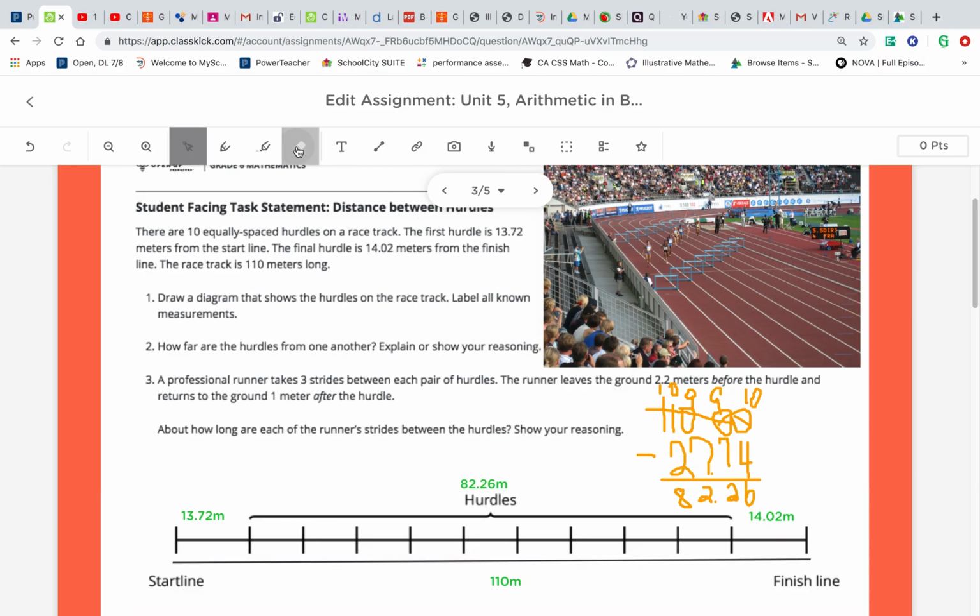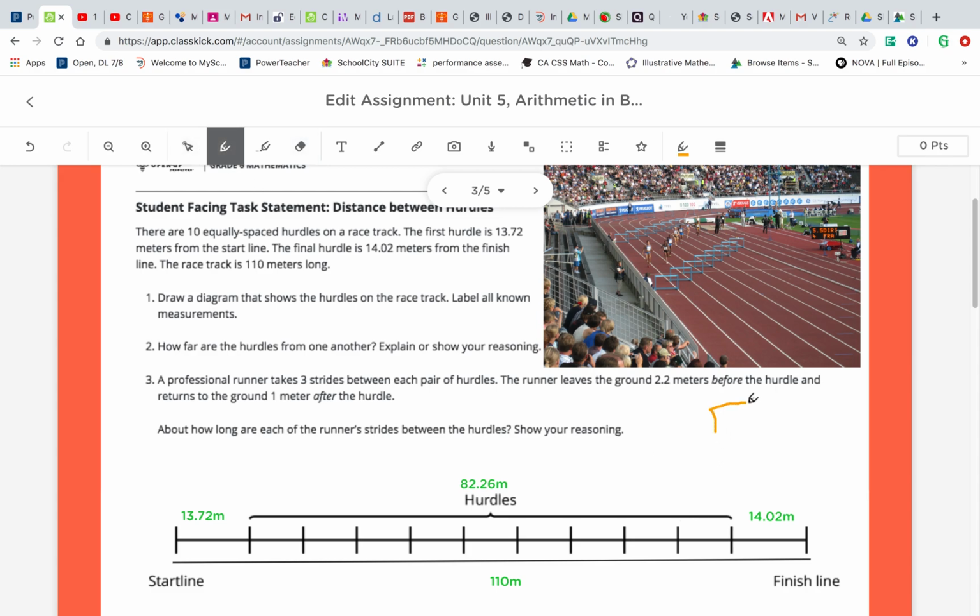Okay, so if we have that in mind, we then want to see what the distance is between the hurdles. That's the idea here that we need to find out. So if the entire distance is 82.26, we're going to be dividing that up into the 9 segments we talked about. So in this problem we're doing division: 82.26 divided by 9. It's important you get that clear. There are 10 hurdles, but there are 9 segments, and we're trying to figure out how far each of the segments are.